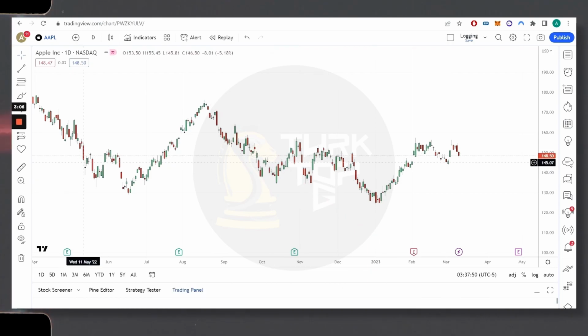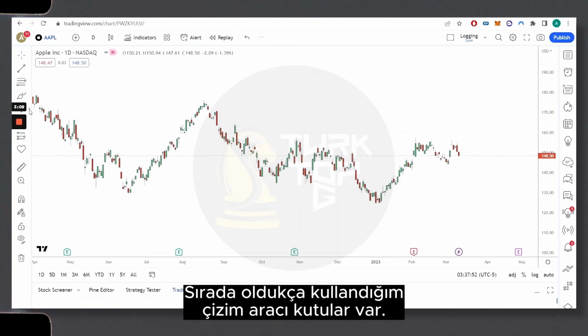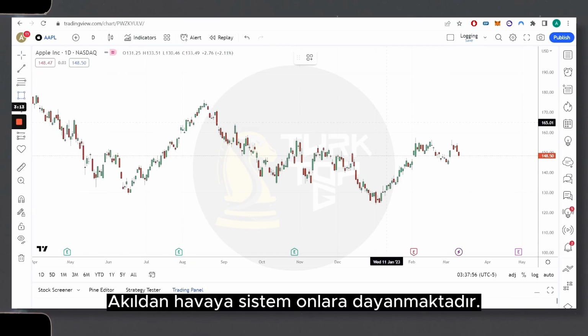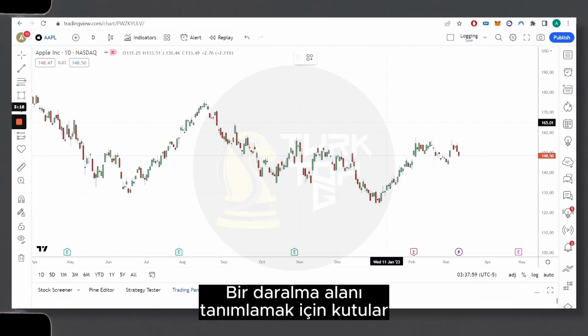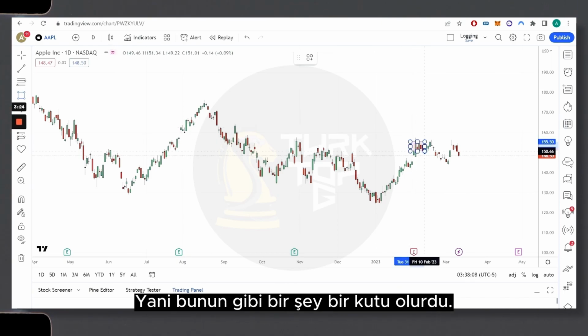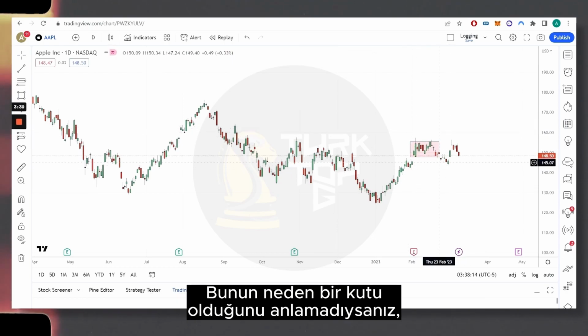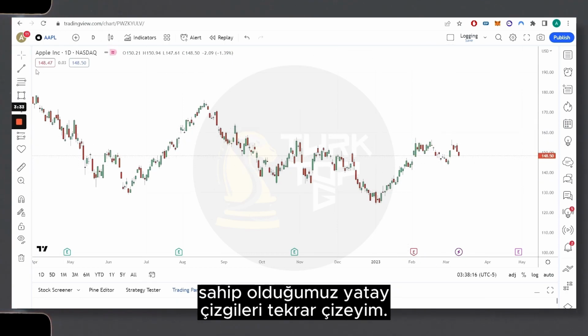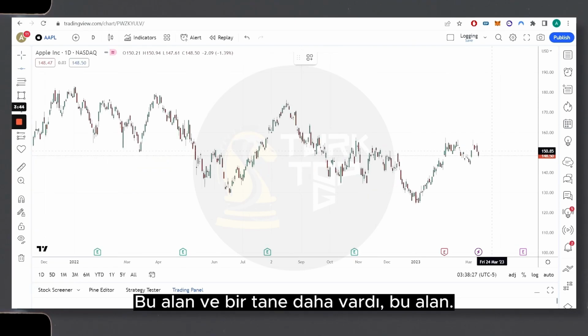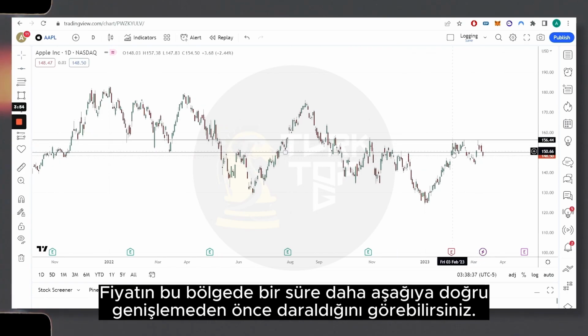Next drawing tool, which I use quite a bit, is boxes. So my entire system is based on them. Boxes are usually drawn between the horizontal lines in order to define an area of contraction. So something like this would be a box. It's just a sideways area of contraction. Now, if you don't understand why this is a box, let me draw the horizontal lines we had again. This area, and we had this area. So you can see price contracted in this region for a while before it expanded lower.